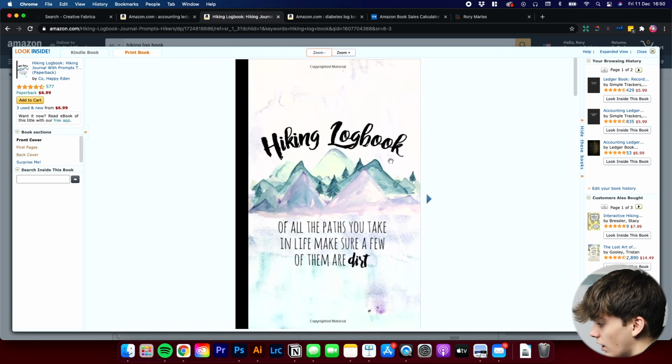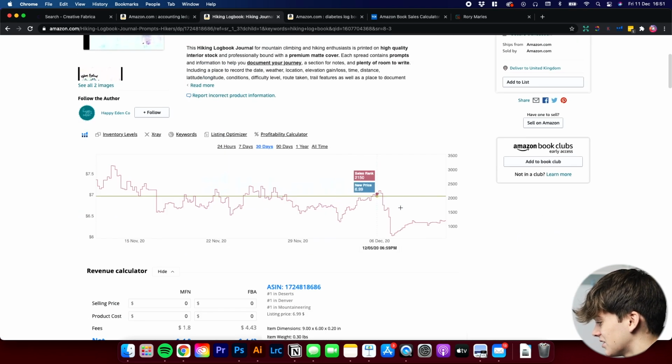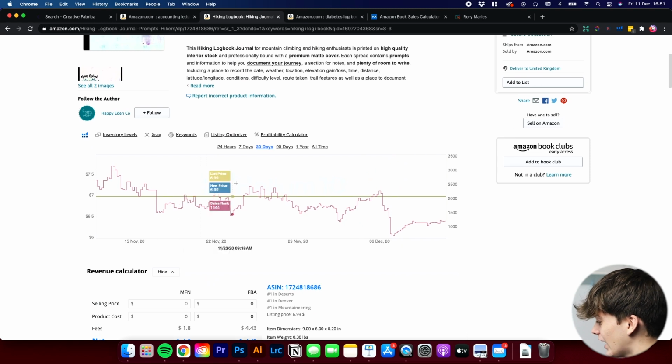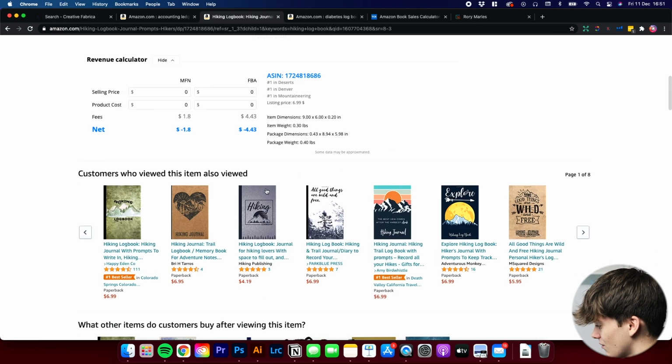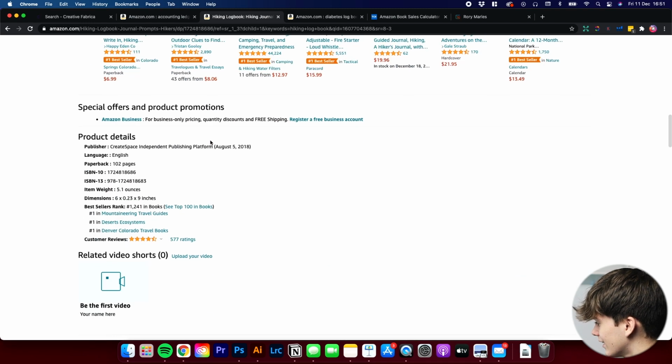And well, it's got a nice cover. I actually personally really like that sort of watermark style colour. It's definitely, well, yes, from me. And you can have a look at the BSR here using the Helium 10 tool.